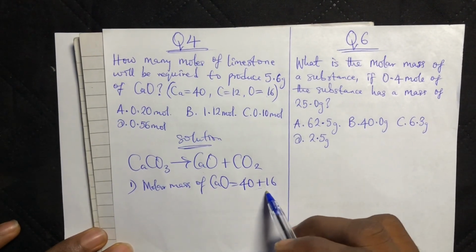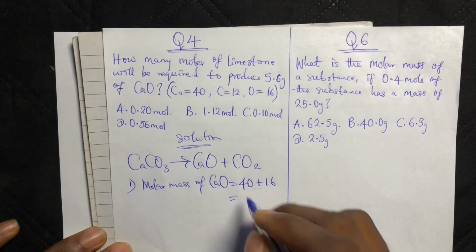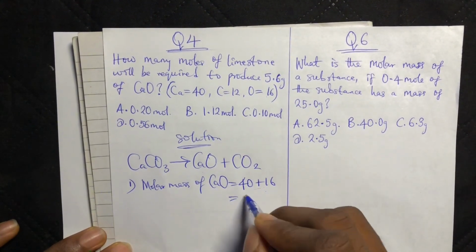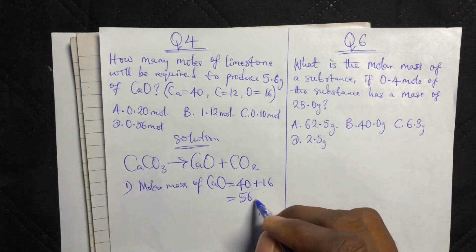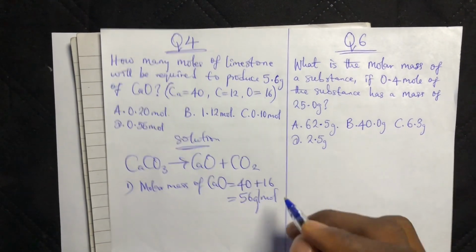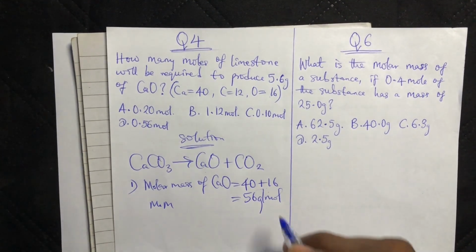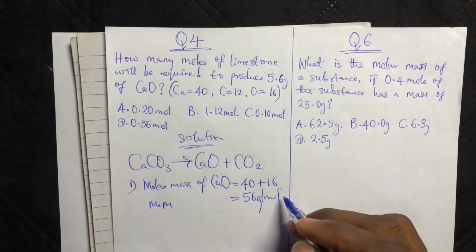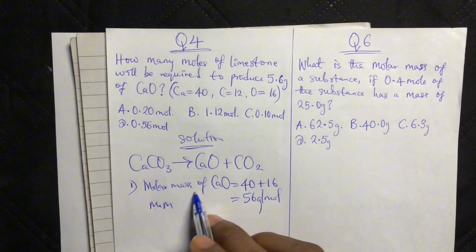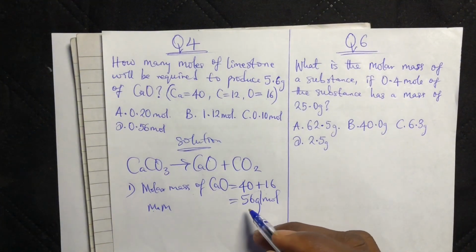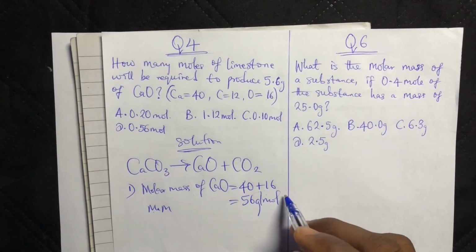And if we add 40 plus 16 together, it will give us what? 56, right? So we have a molar mass of calcium oxide to be 56. Mind you that molar mass is always in gram per mole. So our molar mass is 56 gram per mole. You can always write m.m, or you write it out as molar mass. It is still the same thing, all right? So the molar mass of calcium oxide is 56 gram per mole, right?